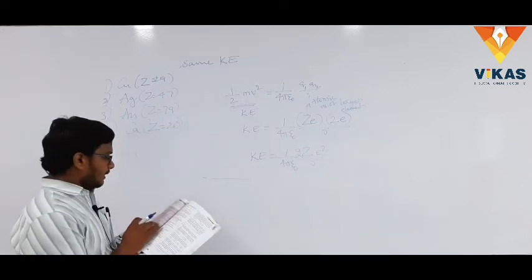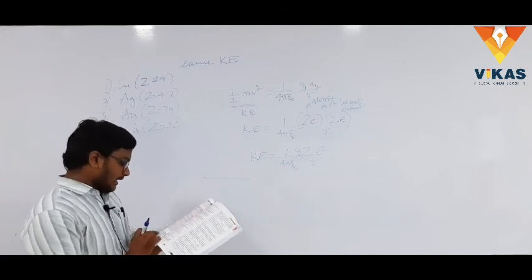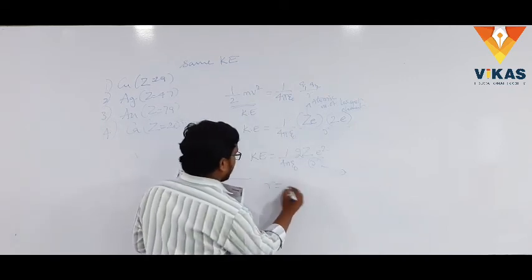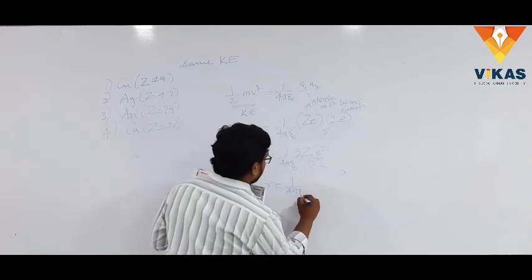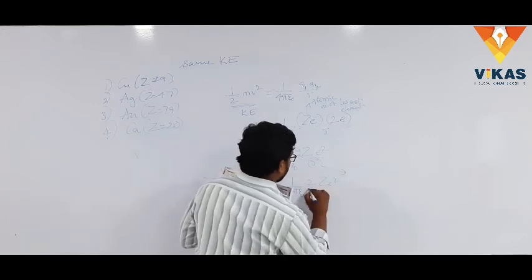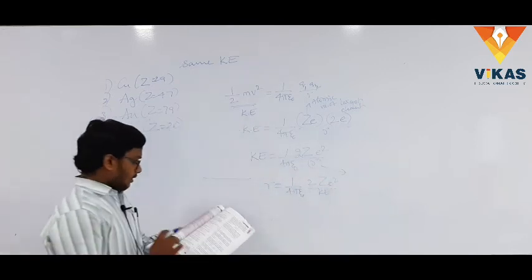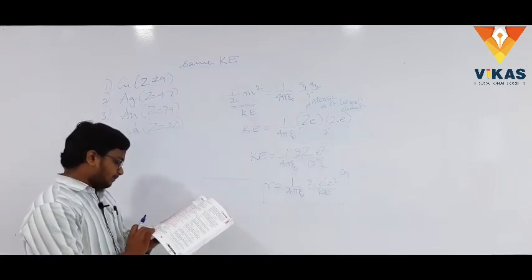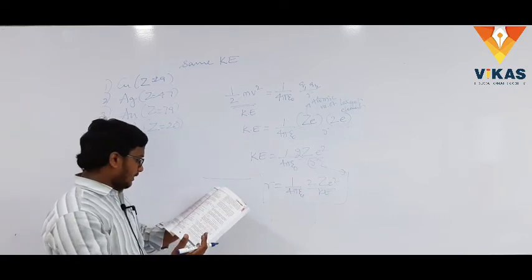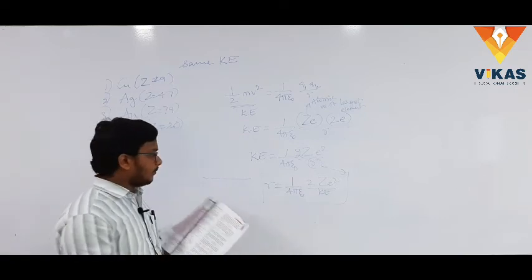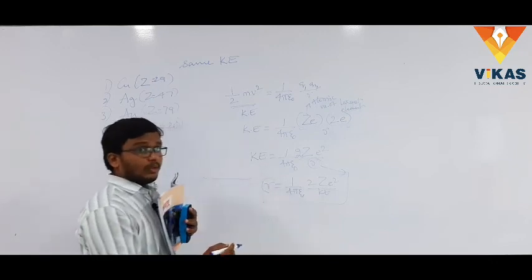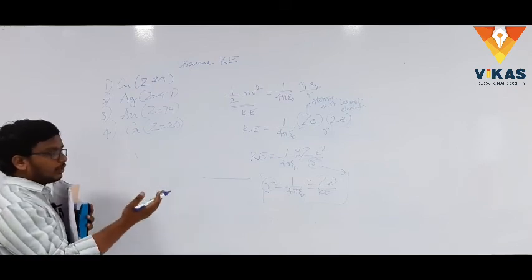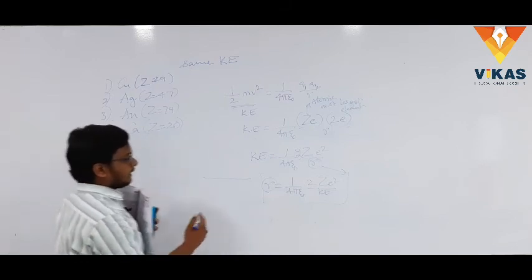They are asking the distance of closest approach, which is R. So we need to find R, bring R to this side: R = 2Ze square by kinetic energy. Right, this is the equation we have now. Towards which metal is the distance of closest approach minimum? That means R should be minimum for which of the metals, if I project the alpha particle towards it. That is what they are asking.